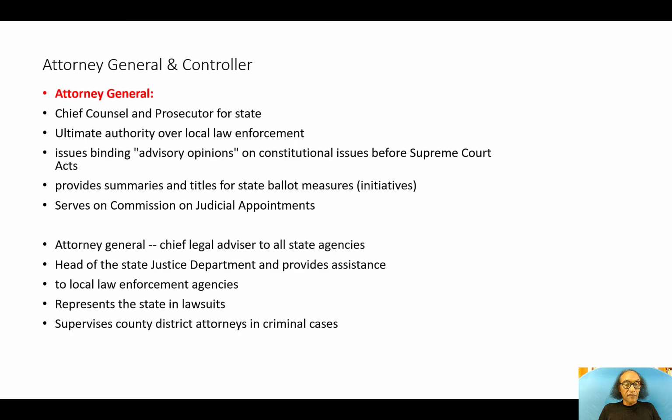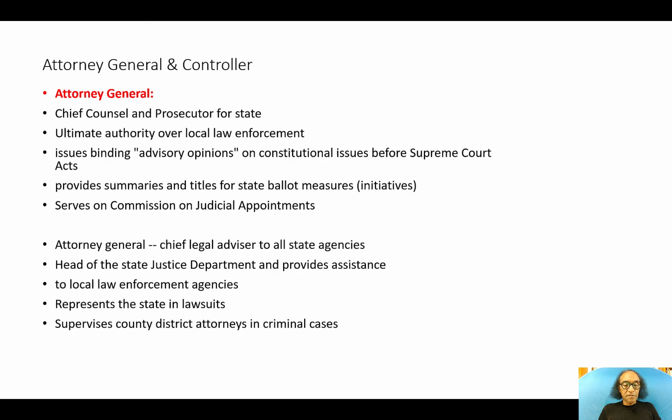The AG's office provides summaries and titles for state ballot measures. Those are the initiatives that we talked about, such as Prop 22, and then also serves on the Commission on Judicial Appointments, which you mentioned earlier. If there are vacancies or appointments to be made on the state Supreme Court or appellate courts, then the governor will nominate the individual for the bench, and then the Commission on Judicial Appointments will approve or disapprove.